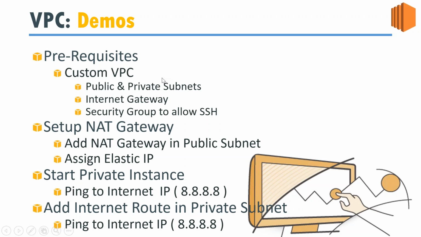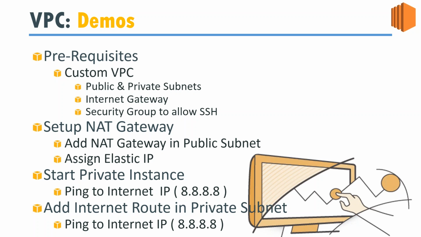So this is the NAT instance demo. These are the steps that we are going to do. We are going to set up a custom VPC with public-private subnets. We are going to have an internet gateway. We are going to have a security group that will allow us port 22 and port 80 access. And we are going to set up a NAT gateway instance also.